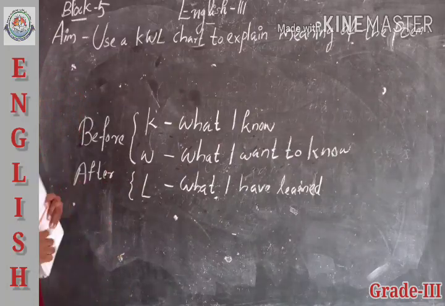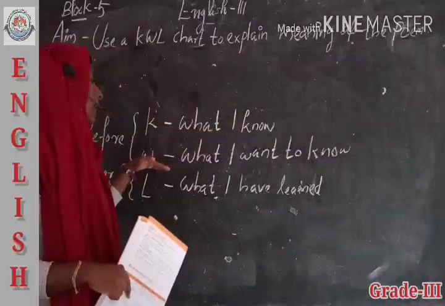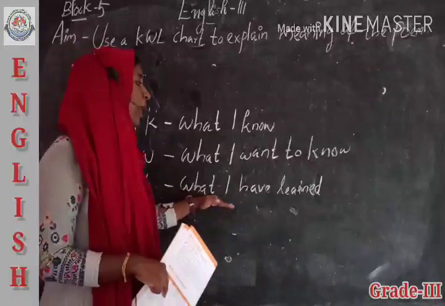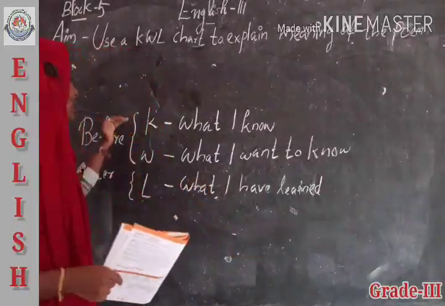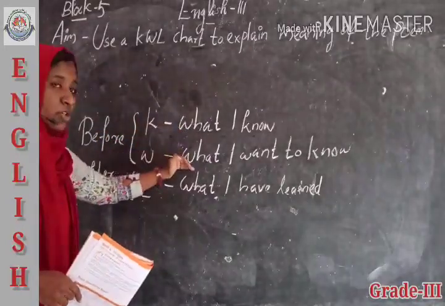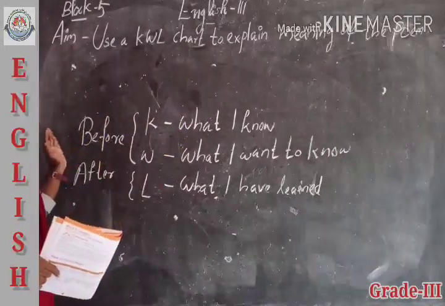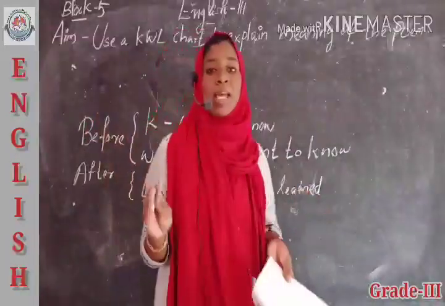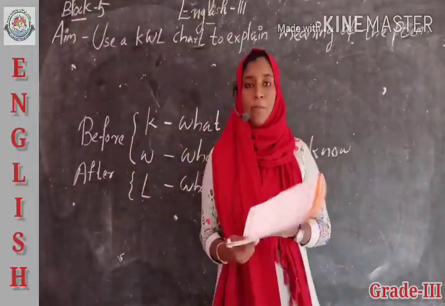Is it clear? K stands for what I know, W stands for what I want to know, and the L part stands for what I have learned. And K and W, that means what I know and what I want to know, we will write before going to that poem. And the L part, what I have learned, we write after completing that poem.